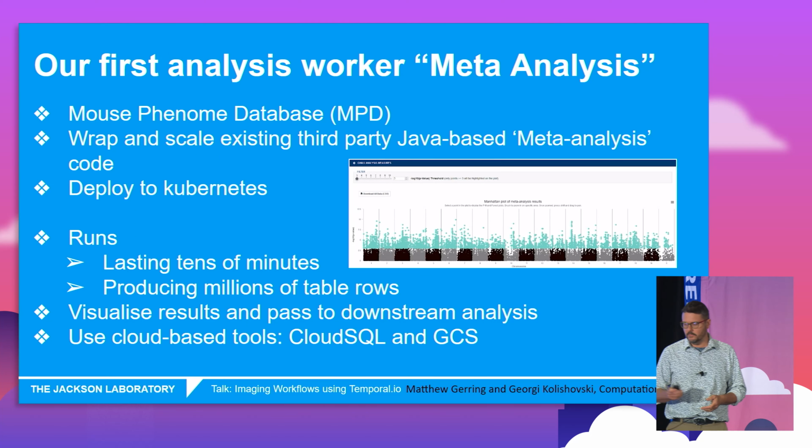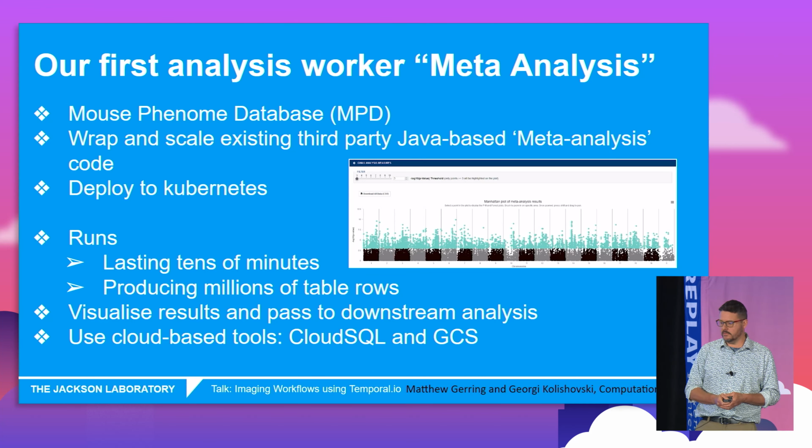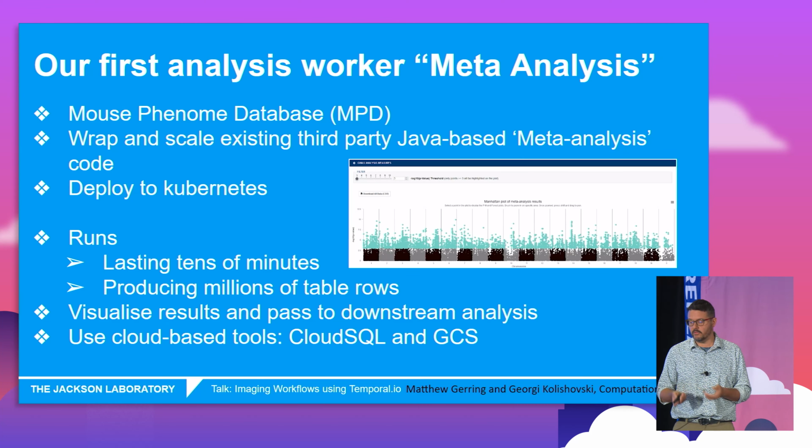So our first worker was based around something called meta-analysis, which is for the Mouse Phenome Database, which is a very long-running piece of software in the research community with a reasonably large user group for our kind of domain. It's deployed on Kubernetes. It's Java-based, and we wrapped that, and we're able to run that relatively easily and quickly.